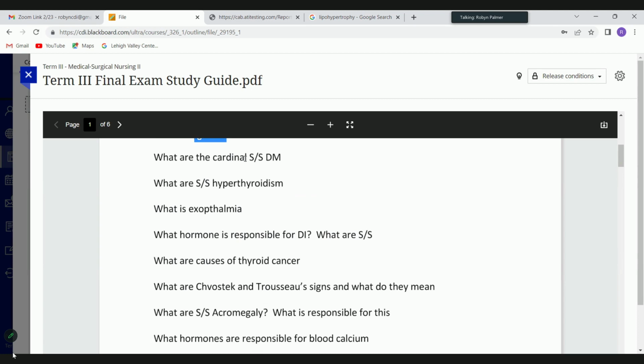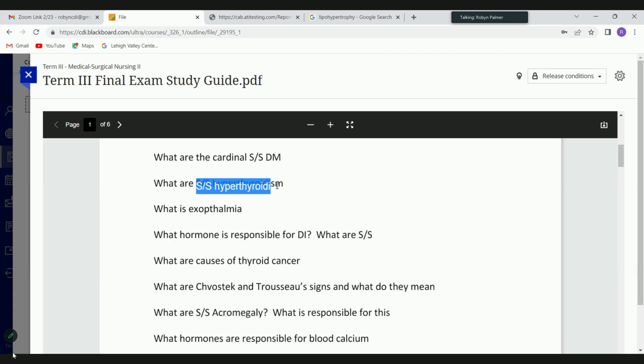What are the cardinal signs and symptoms of diabetes? The 3 polys: polydipsia, polyuria, polyphagia. They're thirsty because their blood is so thick with sugar, and they're urinating a lot to try to get rid of all that water, and then they're hungry, so they've got the 3 polys.